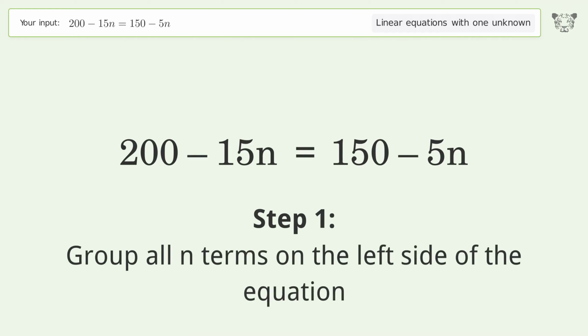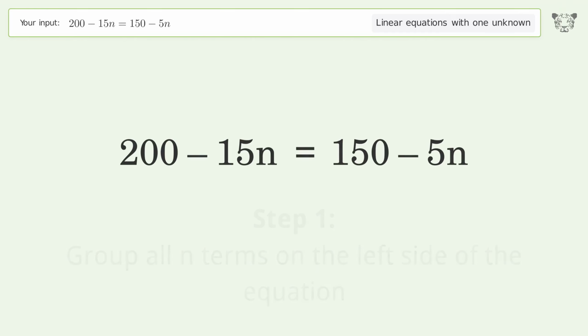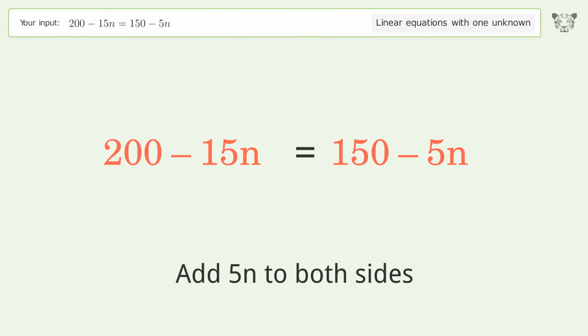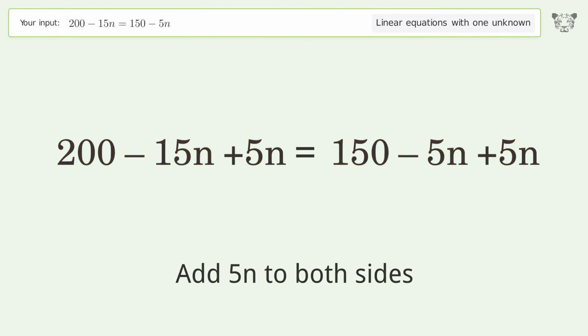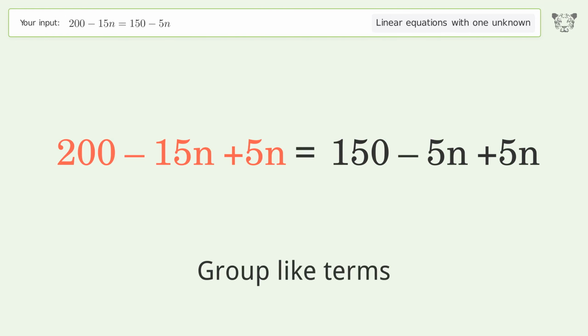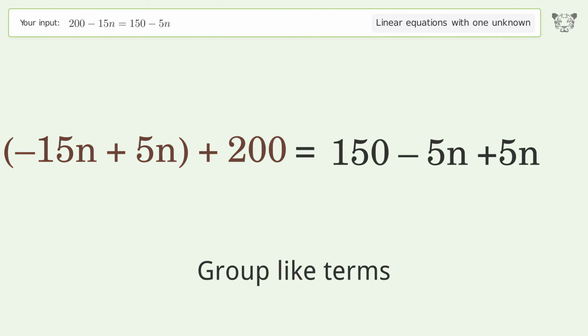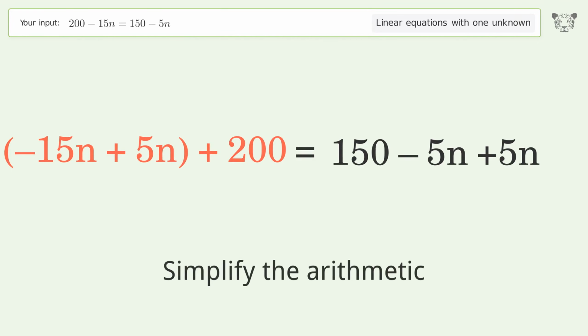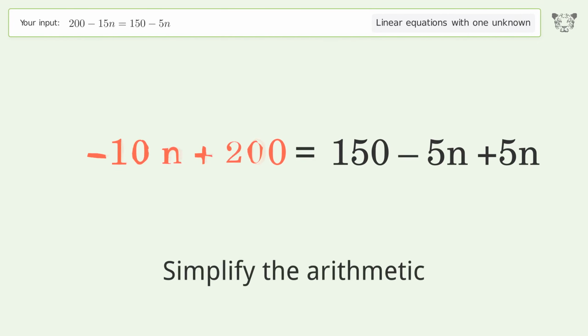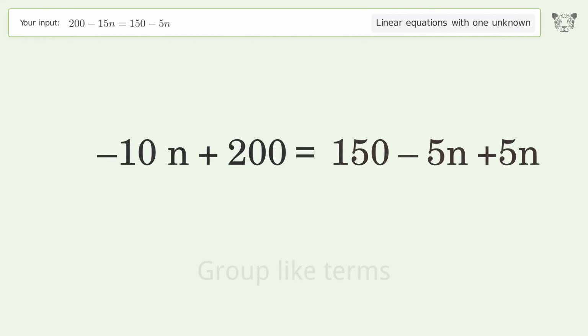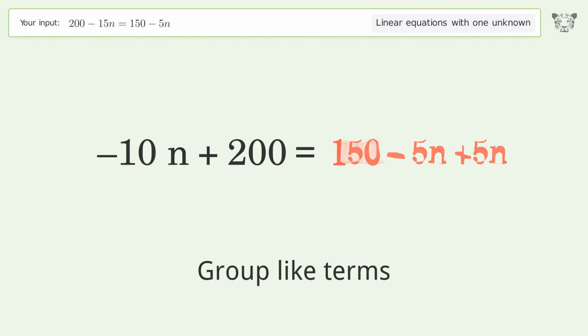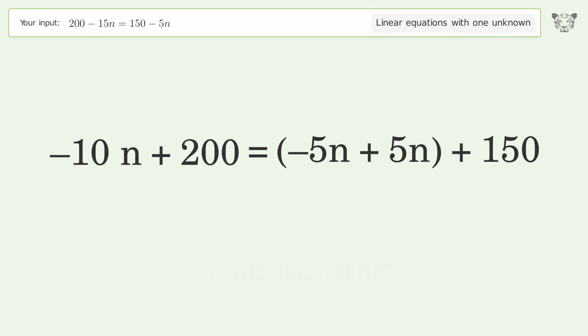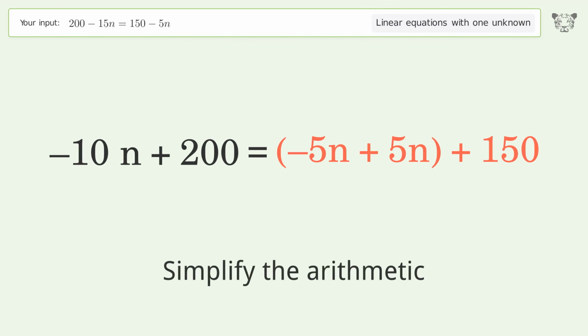Group all n terms on the left side of the equation. Add 5 to both sides. Group like terms. Simplify the arithmetic. Group like terms. Simplify the arithmetic.